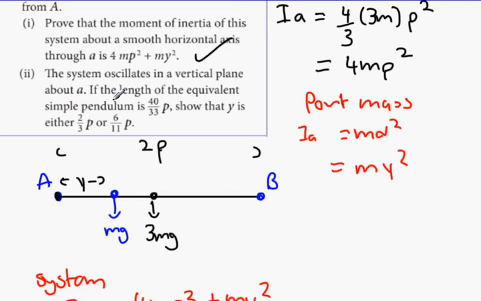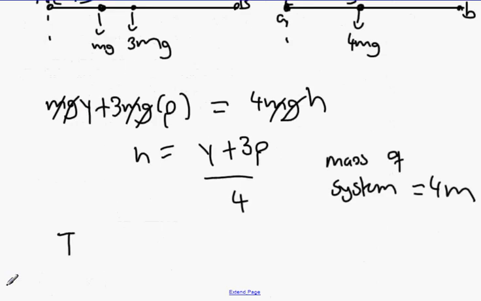Okay, it has the same... what it means by the word equivalent simple pendulum. Does everybody see that? Equivalent simple pendulum. An equivalent simple pendulum must have the same period as it. That's why we're going for the period formula right now. Okay? So T equals 2 pi square root of I over mgh.